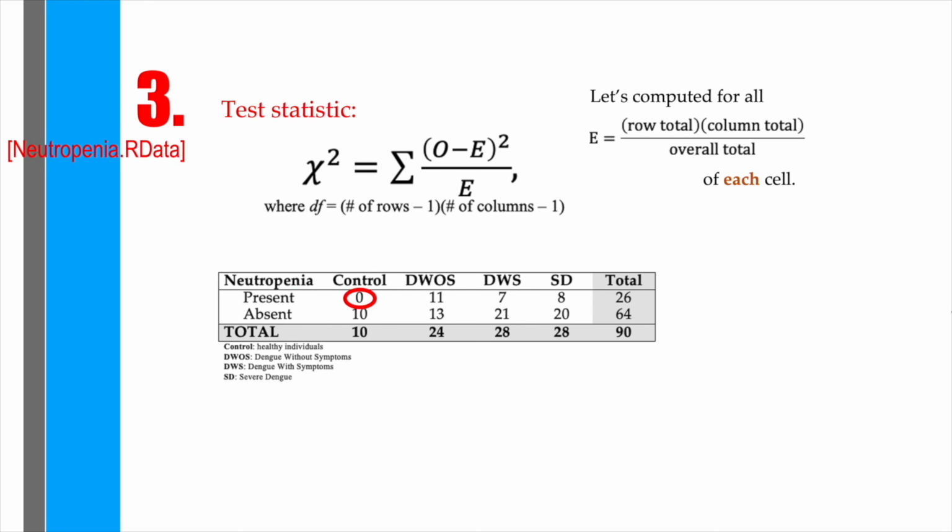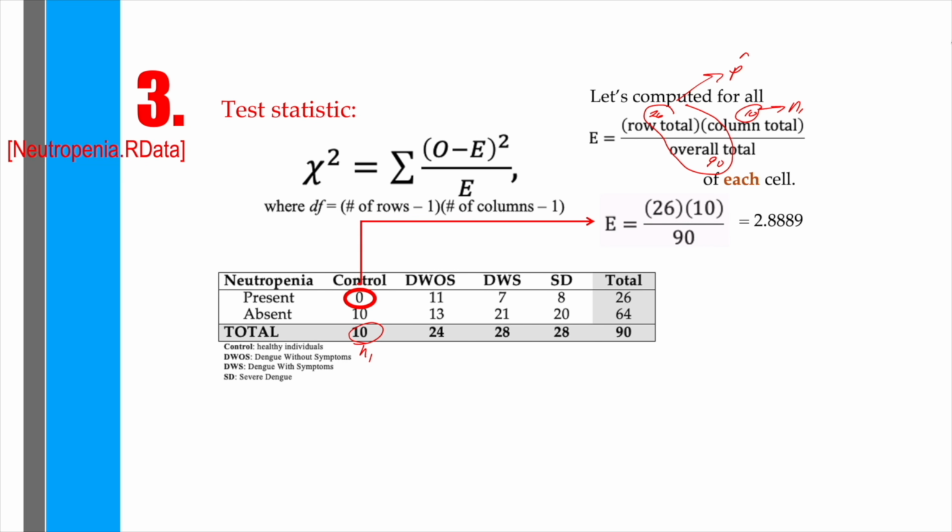So beginning with 0 as the observed count, its row total is 26, its column total is 10, and the overall total is 90. And what you may have noticed is that 10 here is actually our n sub 1, and 26 over 90 is our p hat. And getting the value of E, that will be 2.8889. And for convenience, we're just going to write it just beside the observed count, which is 0.